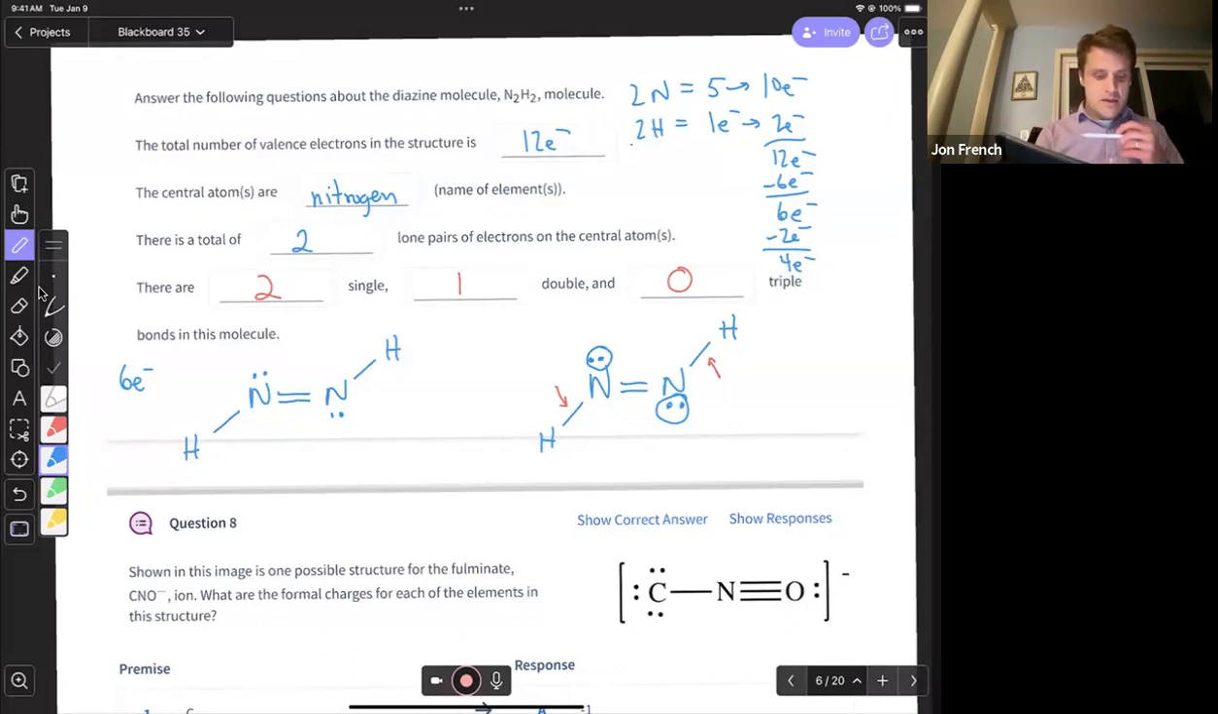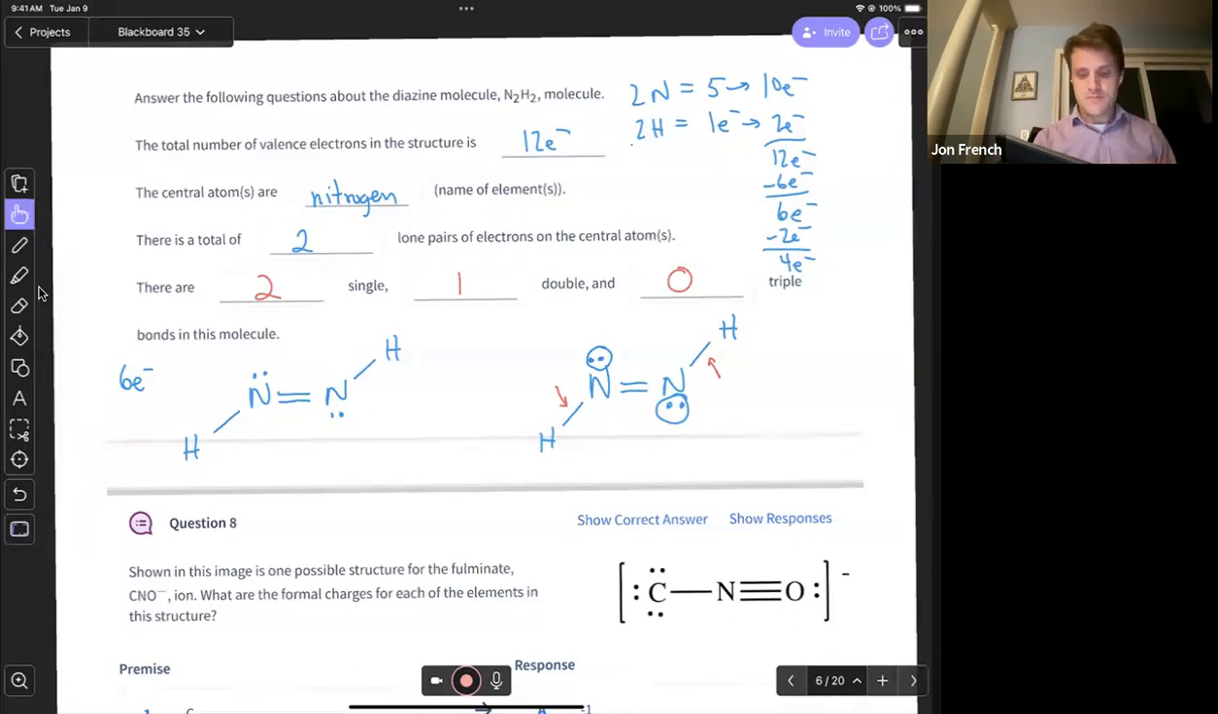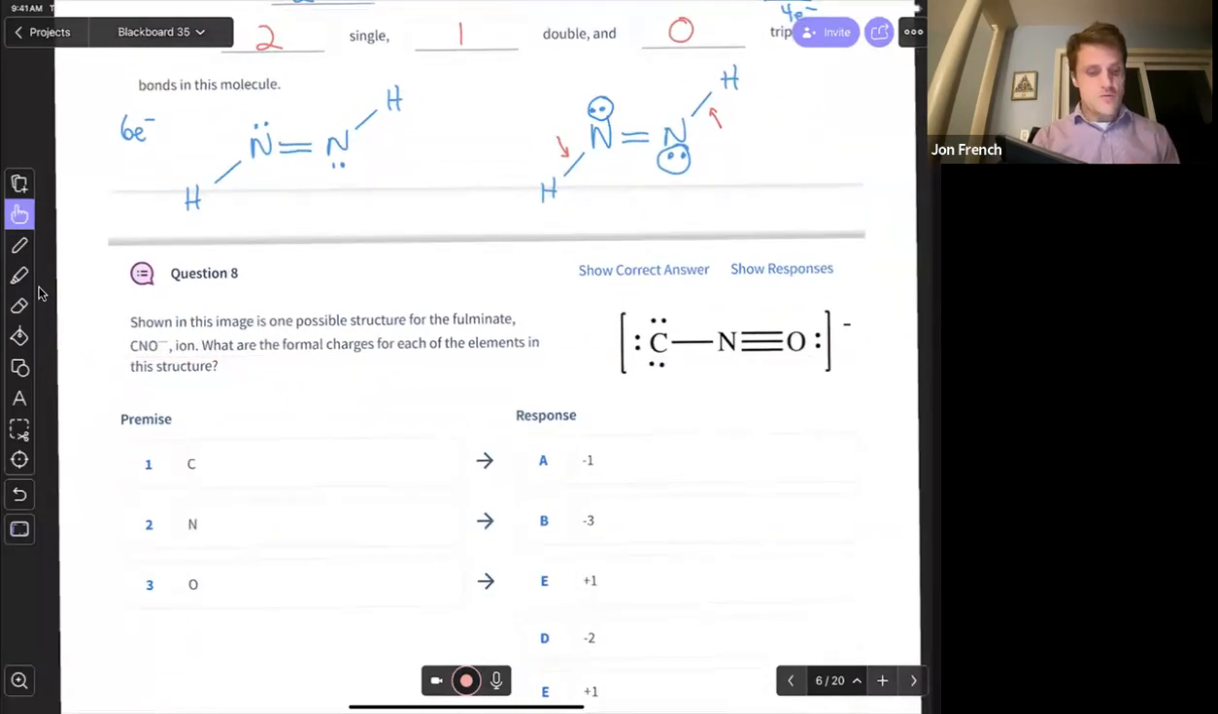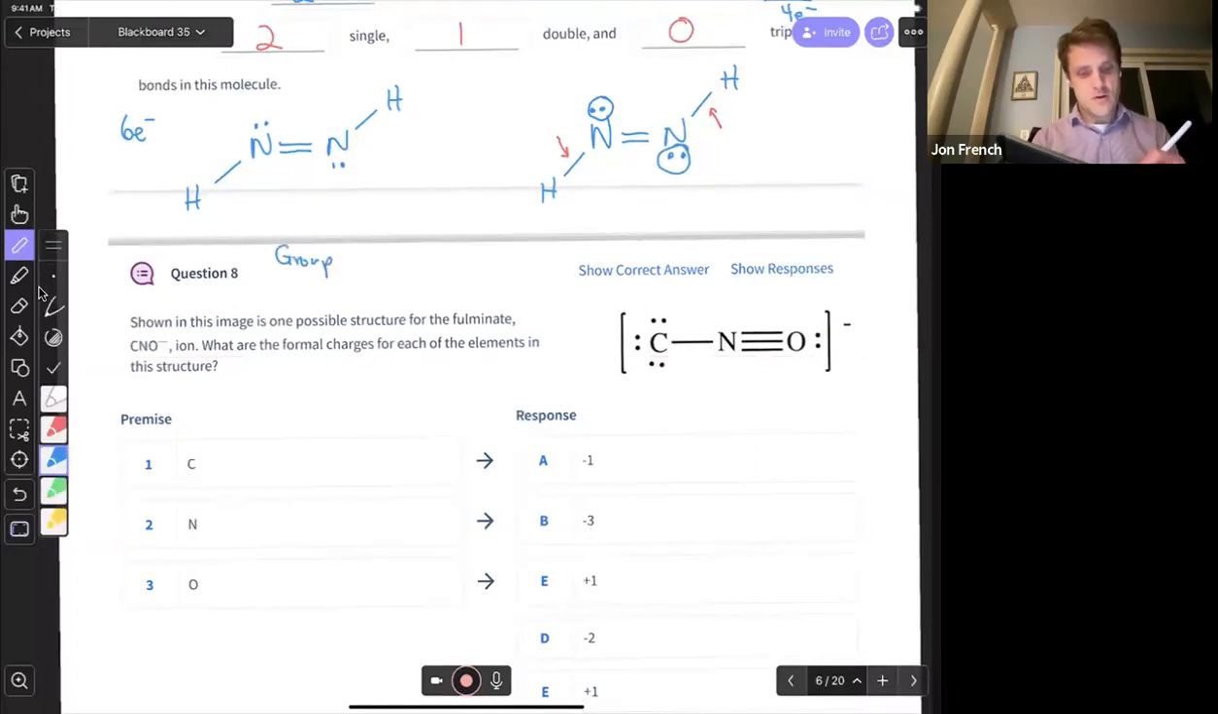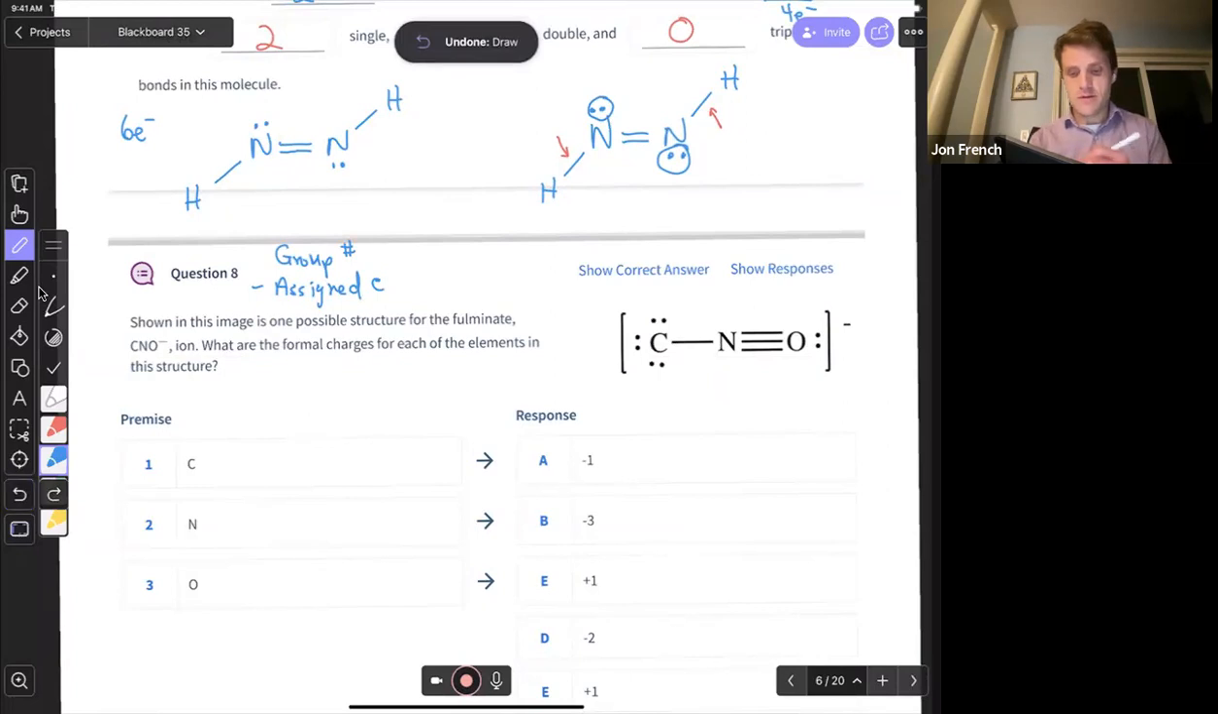All right, for question 8, shown in the image is one possible structure, fulminate. What are the formal charges on each of the elements in the structure? All right, so formal charge is group number minus assigned electrons. So carbon is group 6, nitrogen's group 5. Sorry, carbon's not group 6. Carbon is group 4, nitrogen's group 5, oxygen is group 6.